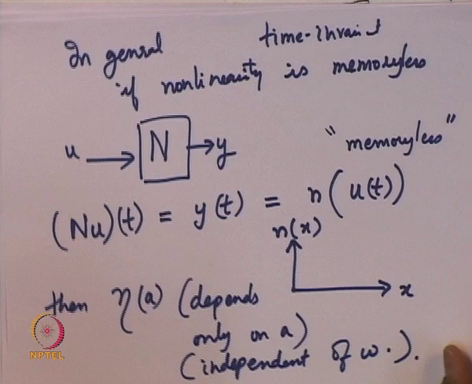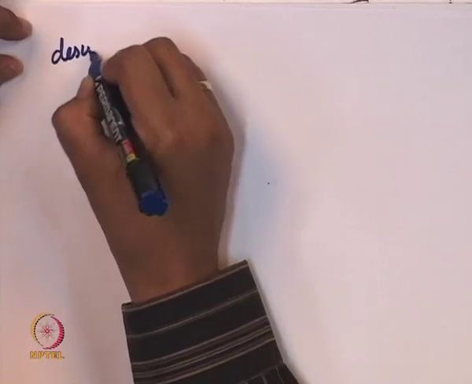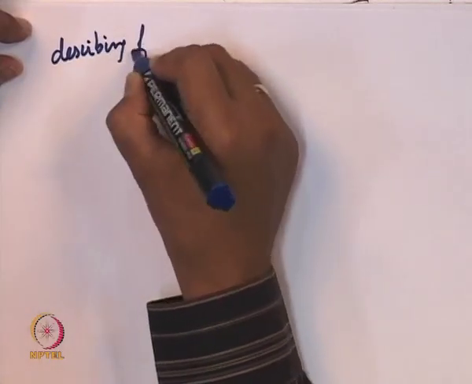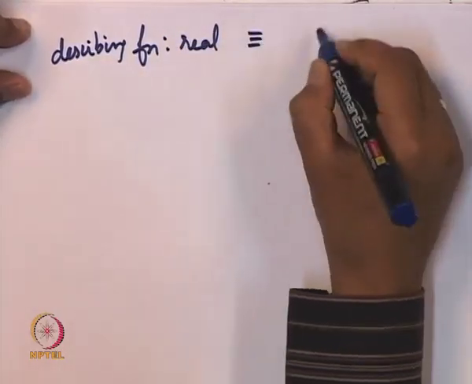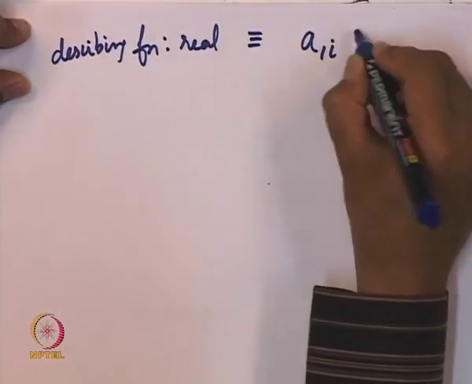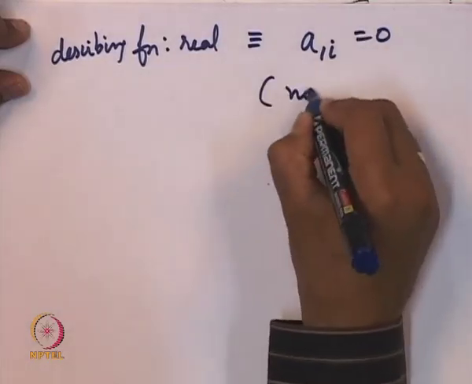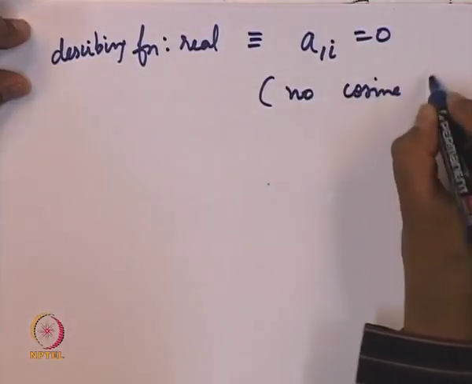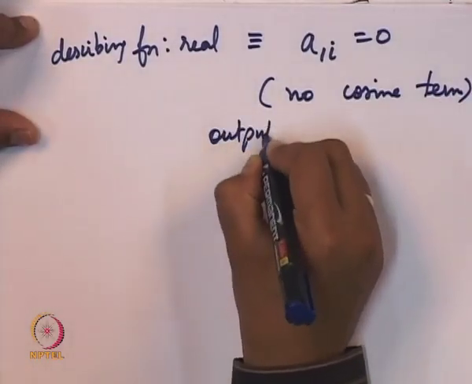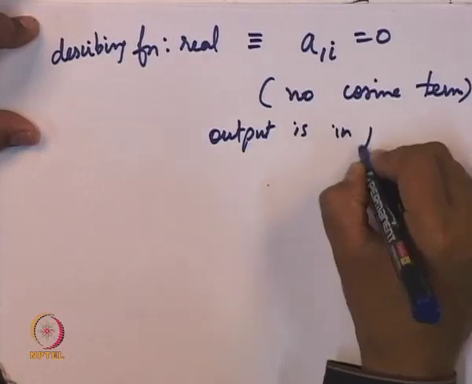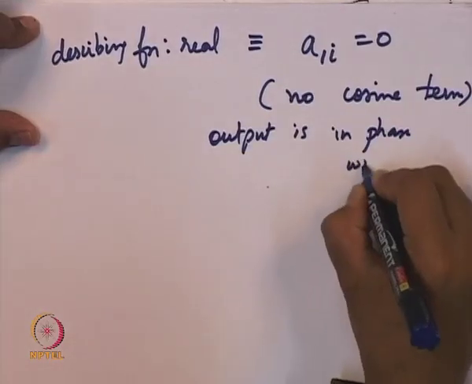So, now we will see under what conditions it is real. When would the describing function be real? This is the same as a1i equal to 0, no cosine term. In other words, the output is in phase with the input.